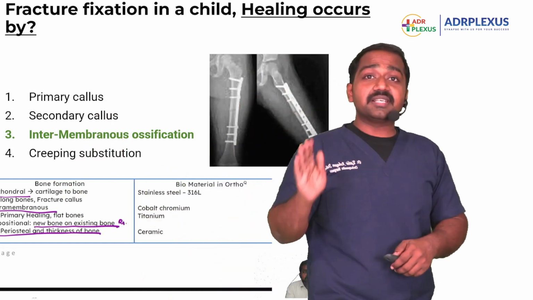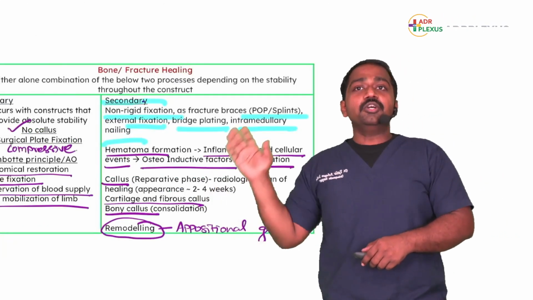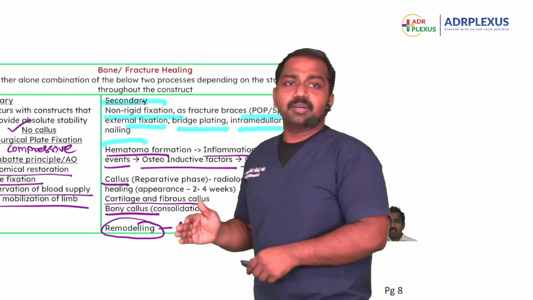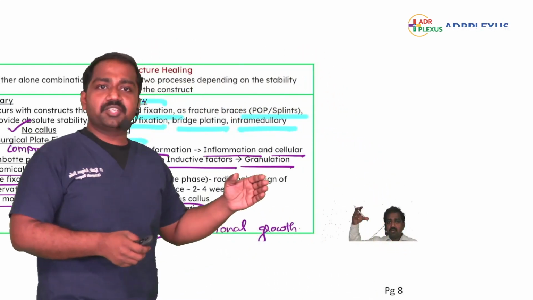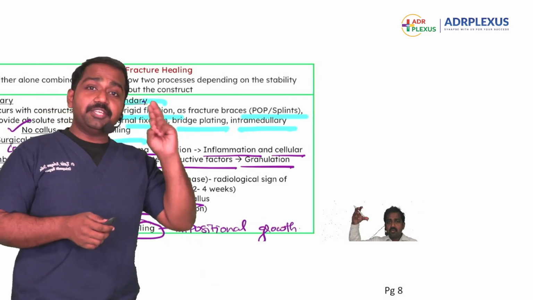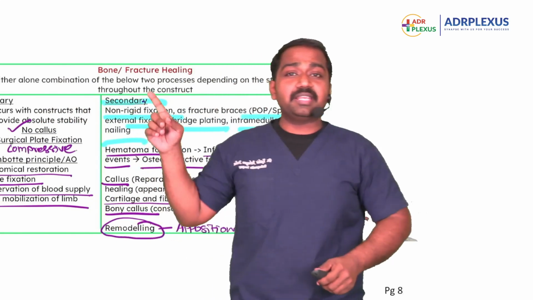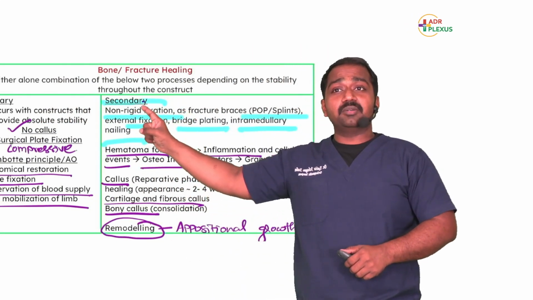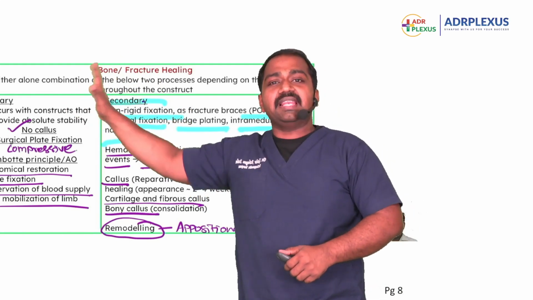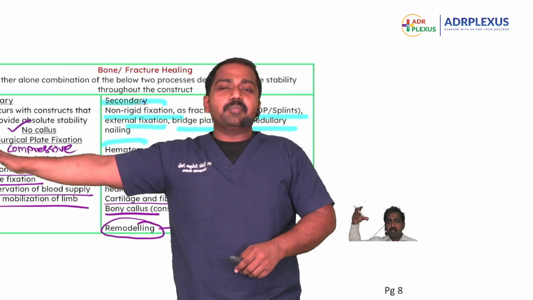Now your question is, sir, in this plate and screw fixation will there be callus or not? Go to the next discussion at page number 8. This is again a screenshot from page number 8. While I was discussing fracture healing, I used the words primary healing and secondary healing. In primary healing, I again marked this word. Look at this. No callus is seen in primary healing.